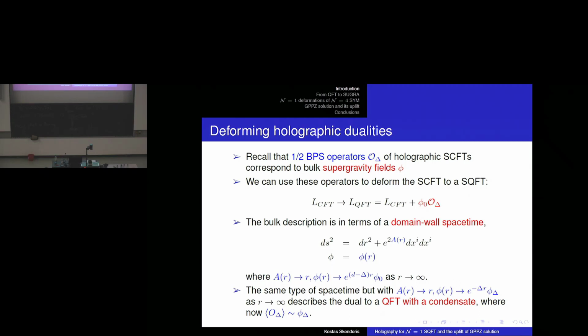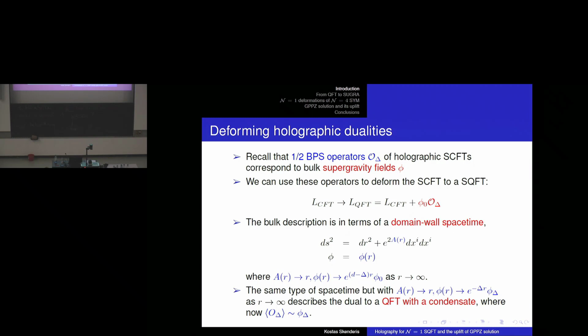We can start with a duality that involves the CFT, and then deform the CFT with one of these operators. To describe this theory, what we do in the bulk description is given in terms of the so-called domain wall spacetime, which is the spacetime of that form. And the fact that we're describing this deformation is encoded by the boundary conditions that you impose on your bulk field.